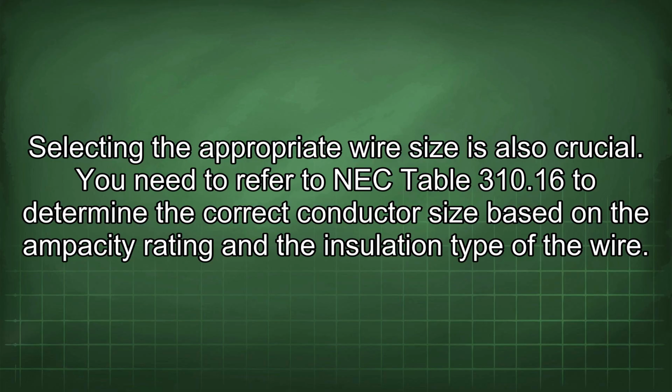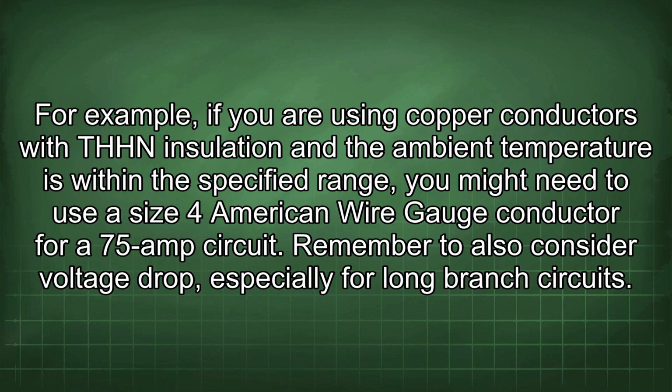Selecting the appropriate wire size is also crucial. You need to refer to NEC Table 310.16 to determine the correct conductor size based on the ampacity rating and the insulation type of the wire. For example, if you are using copper conductors with THHN insulation and the ambient temperature is within the specified range, you might need to use a size 4 American wire gauge conductor for a 75 amp circuit.